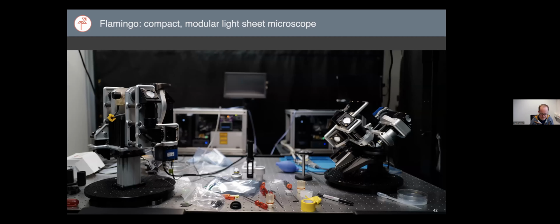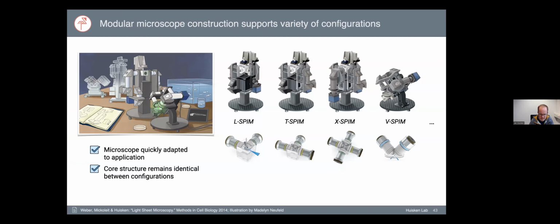So these actually exist. So here's a photograph. On the left, you see what we call a T-SPIM. So the double-sided illumination and a single-sided detection in a horizontal fashion. And then on the right is what we call the V-SPIM, which is ideal for imaging something in a dish.